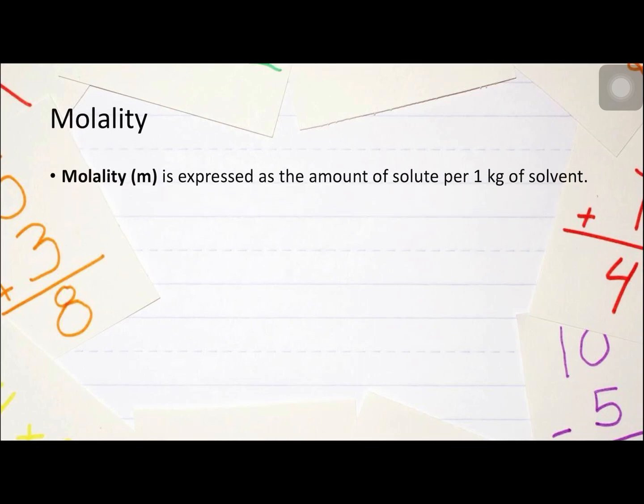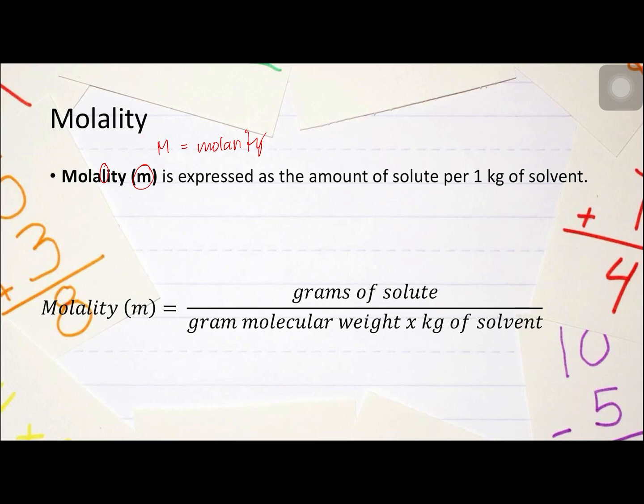Next is molality. Molality is almost the same as your molarity, except it is spelled with the letter L instead of the letter R. It is also represented as a small letter m instead of the big letter M for molarity. It is expressed as the amount of solute per 1 kilogram of solvent, and it is computed using the following formula.